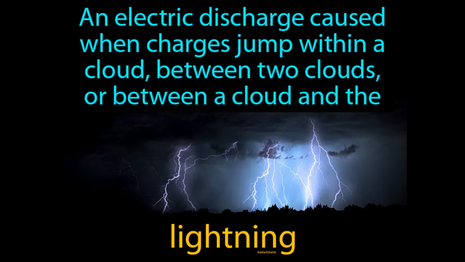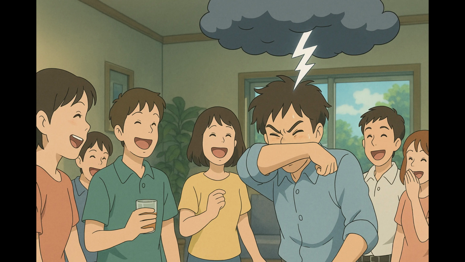An electric discharge caused when charges jump within a cloud, between two clouds, or between a cloud and the ground. Lightning is a sudden flash of light in the sky caused by electricity moving in the atmosphere. Imagine you're at a party where everyone is having a great time, but there's one person who suddenly feels a strong urge to sneeze. This buildup of pressure and the eventual sneeze is similar to how lightning works, where charges accumulate within a cloud or between clouds and the ground until they suddenly discharge.